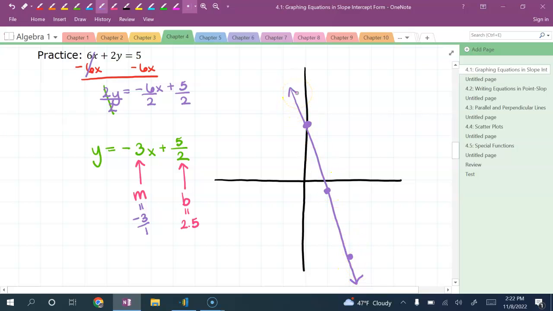And then we draw the line. Again, make sure that you've got arrows going on both sides of that line there. All right, let's take a look at these next two examples together.